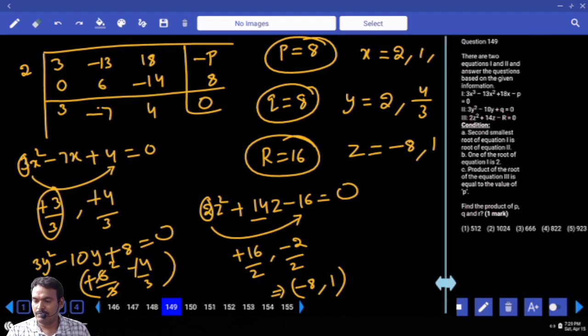What is the first question? Find the product of p, q, r. PQR product: 8 into 8 into 16. Nothing but 2 power 10.